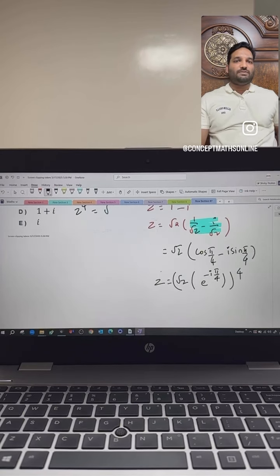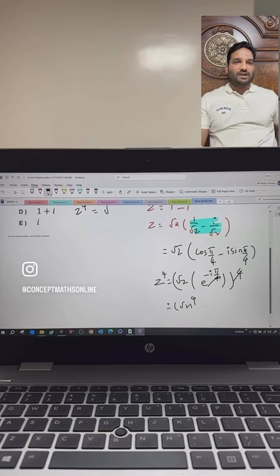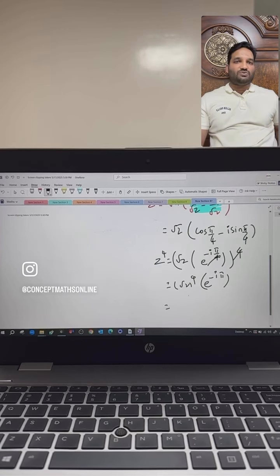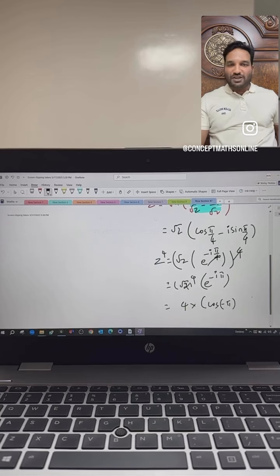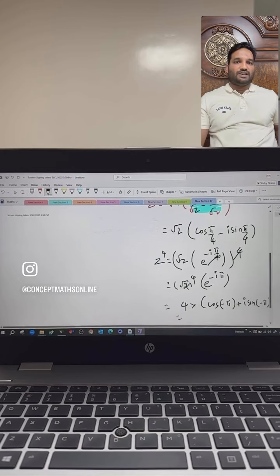If you take the fourth power, z raised to 4 is root 2 raised to 4, which you can take separately, times e raised to minus i pi by 4 times 4, the 4 cancels. So e raised to minus i pi, okay? Again convert back to the polar form. What is root 2 raised to 4? It is 4, into e raised to minus i pi. In polar form, cos of minus pi plus i sine of minus pi. So 4 into cos of minus pi, which is minus 1, plus sine of minus pi, or sine pi, is equal to 0. Minus 1 plus 0, minus 1.